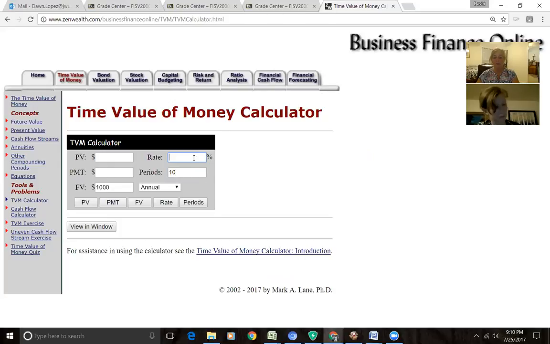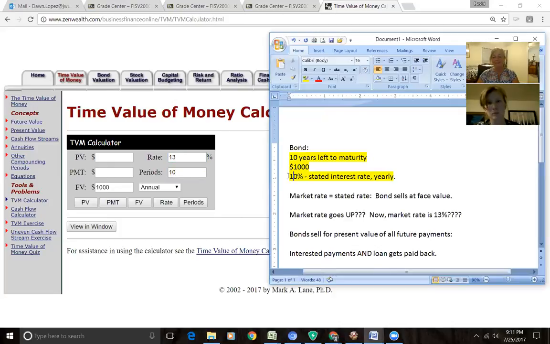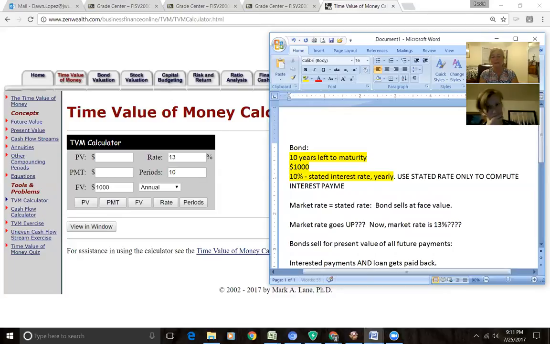And we are actually going to use the market rate here. The only time that we're going to use the stated rate, the only time we actually use the 10%, so that's where a big question comes in. How do I know to use the 10% or the 13%? We use the stated rate only to compute the interest payment. So everything else is going to use the market rate.